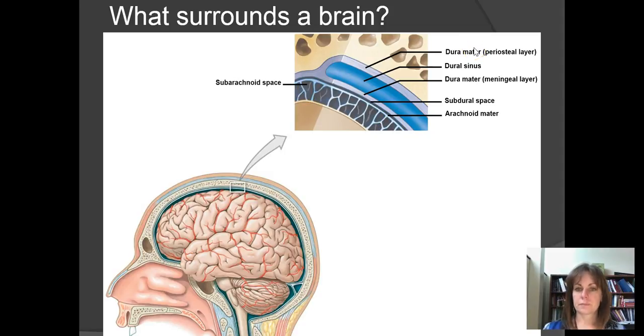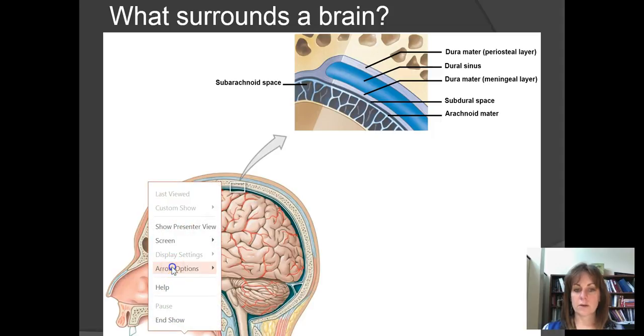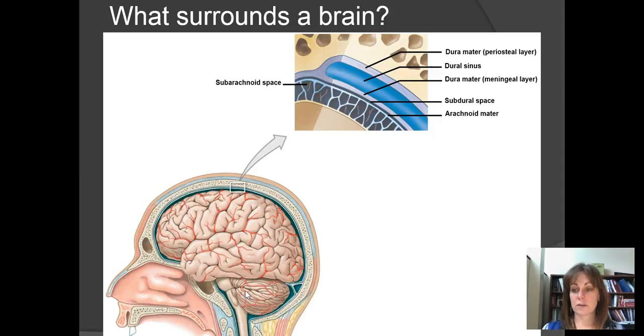Okay. Now, within these little web-like structures is another space. But this space actually is going to be one that's filled with a fluid. And the fluid that it's filled with is going to be cerebrospinal fluid. And that's really important. You should know that cerebrospinal fluid flows in the subarachnoid space that's deep to the arachnoid mater.